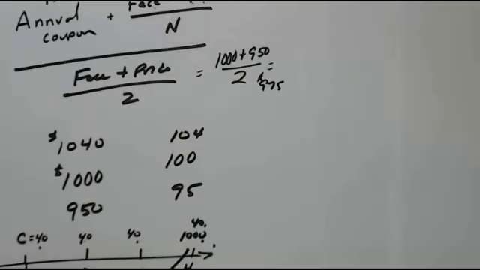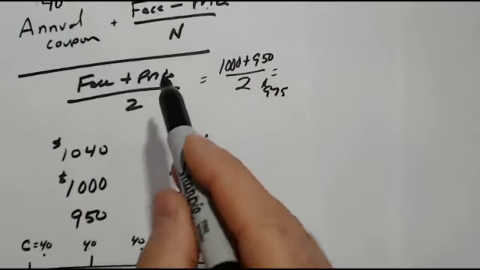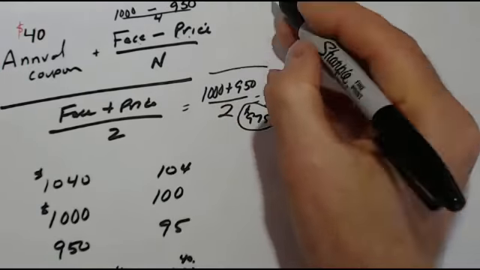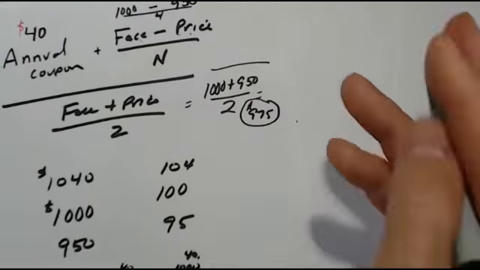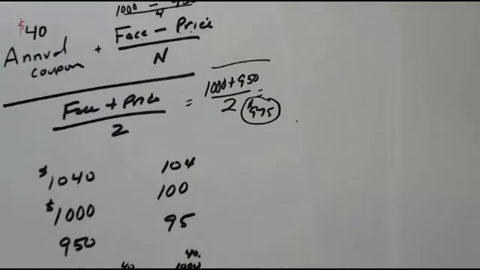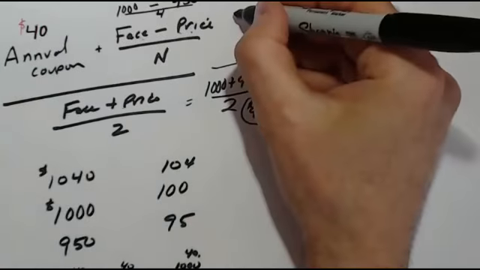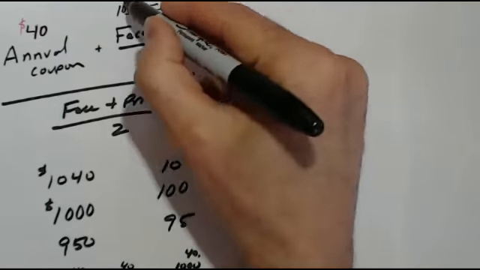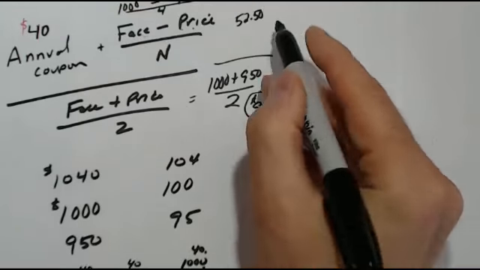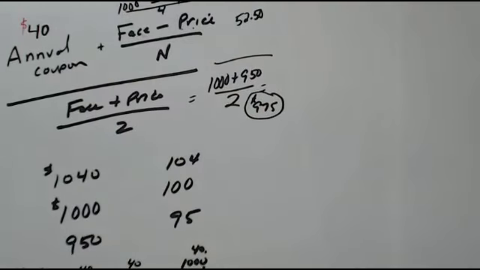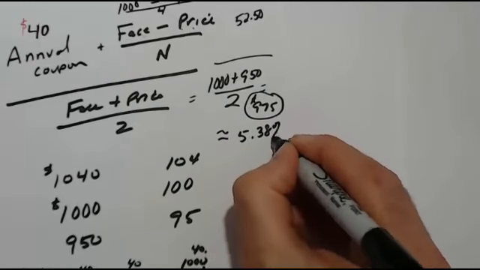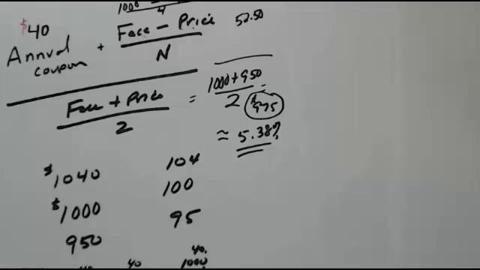Okay. So now let's compute the yield to maturity. So the bottom, the denominator, is 975. The top is going to be 40 plus this 50 divided by 4. So that's 12.50. So this whole thing is 12.50 plus the 40 gives me 52.50. 52.50 divided by 975 is 5.38%, the approximate yield to maturity on that.